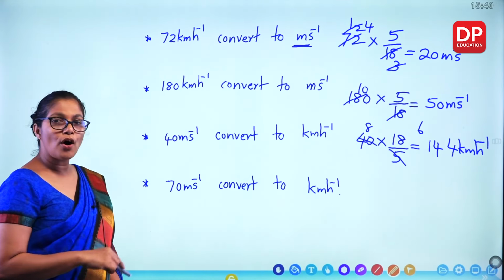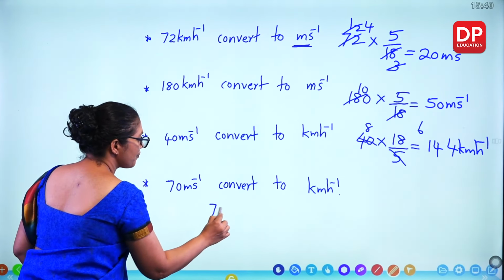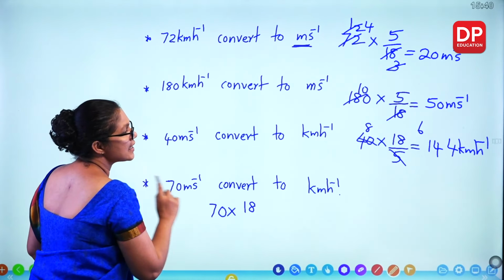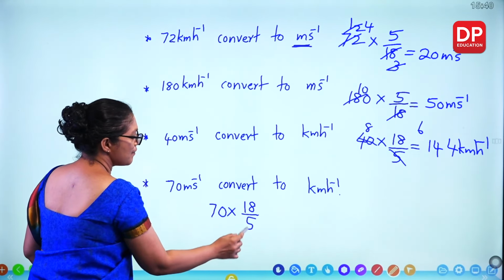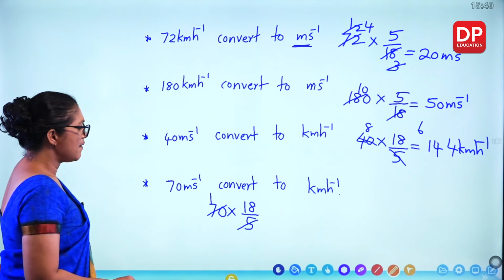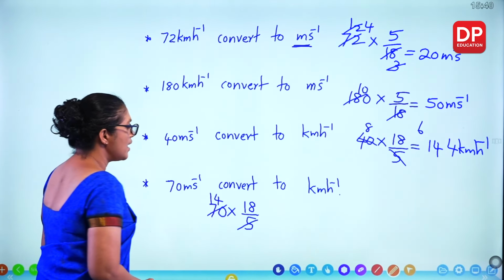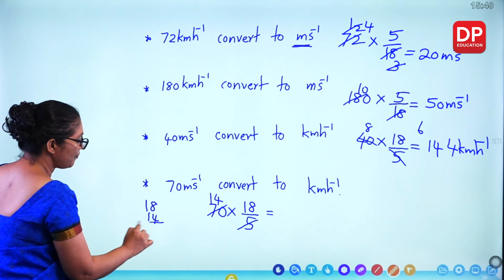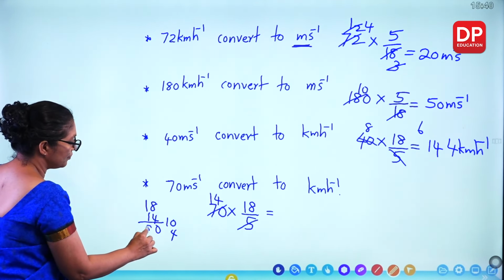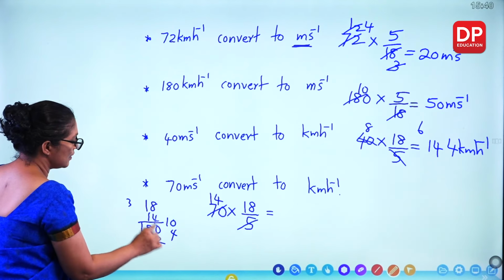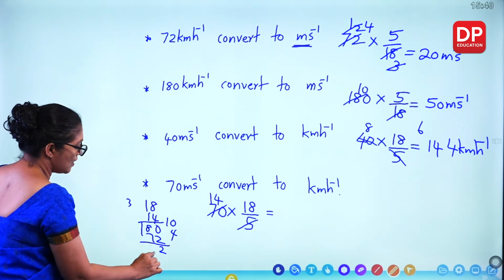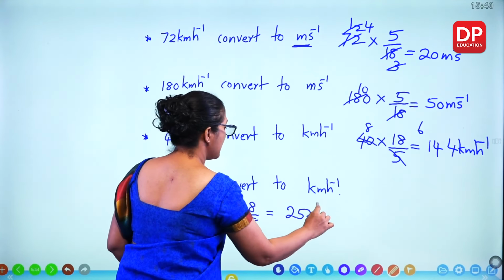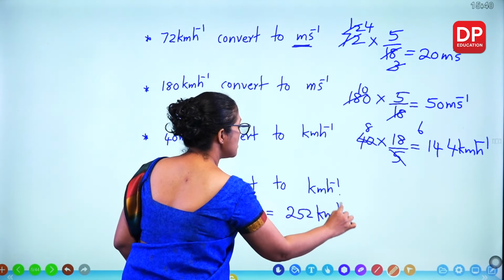This one again, smaller to bigger. What do you do? We need the bigger one in the numerator. 18 over 5. 5 times 1, 5. For 20, that's 4. 18 times 14, we'll multiply. 10 and 4, you get 252 kilometers per hour.